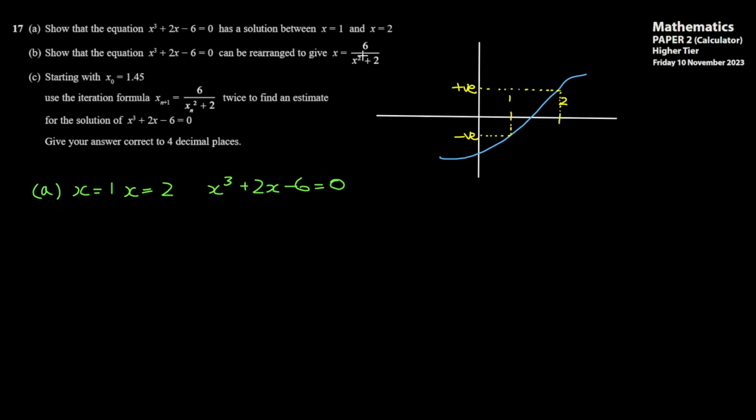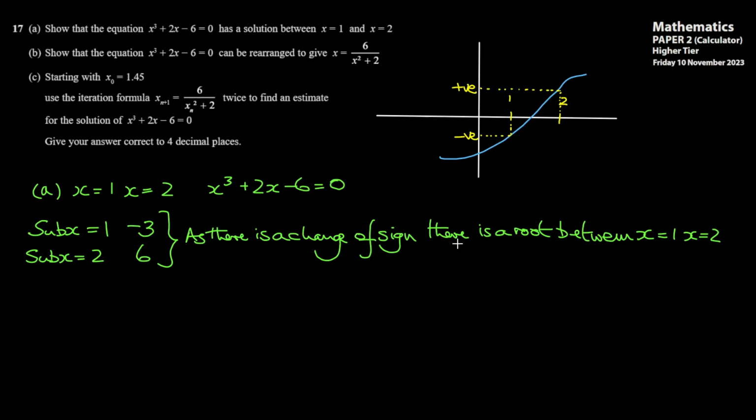So all we've got to do is try x equals 1 into our equation, then x is equal to 2, and compare the results. So sub x is equal to 1. If we do that, we get an answer of negative 3. And if I sub x is equal to 2, I get an answer of 6. So actually we are at least round the right way here. We are going from a negative value, crossing the axis and ending up at a positive value of y when x has gone from 1 to 2. And there I've written down, as there's a change of sign, there is a root between x is equal to 1 and x is equal to 2. And that completes part A.